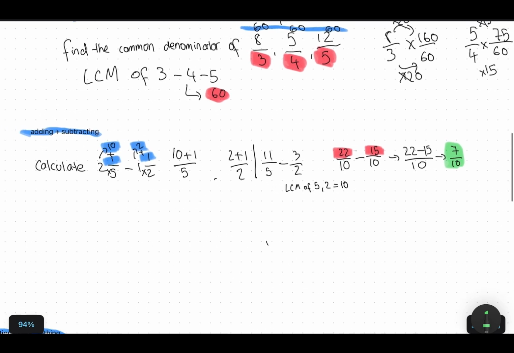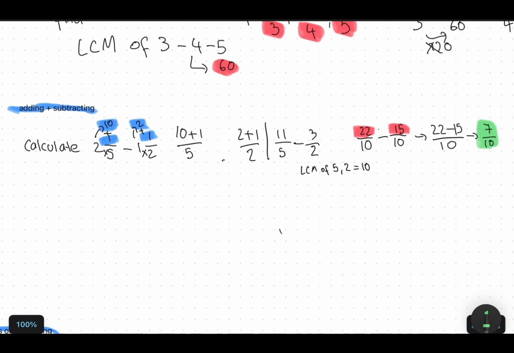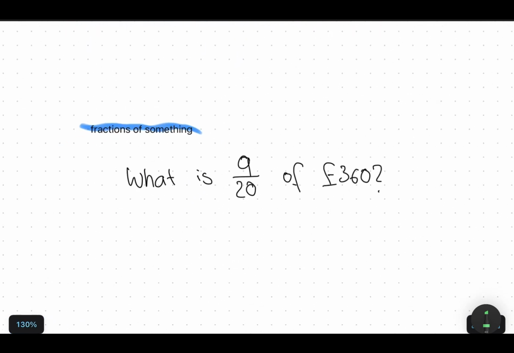It takes a bit of a long time to get your head around it. But once you get used to it, you can do it in 4 minutes, 3 minutes. You can do it really fast. Okay, now let's talk about fractions of something.